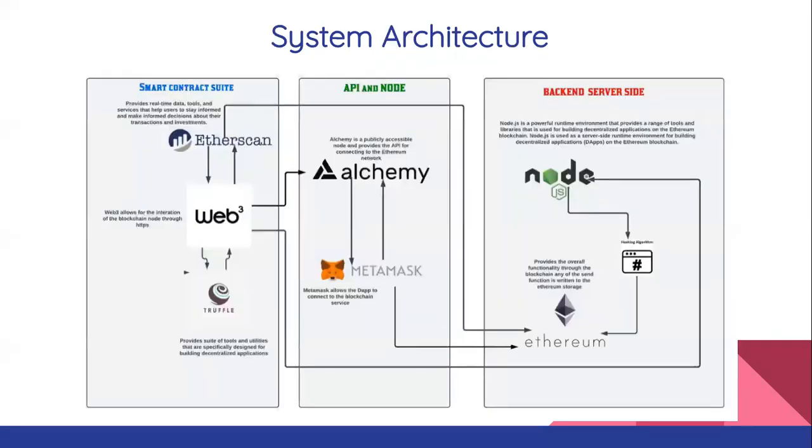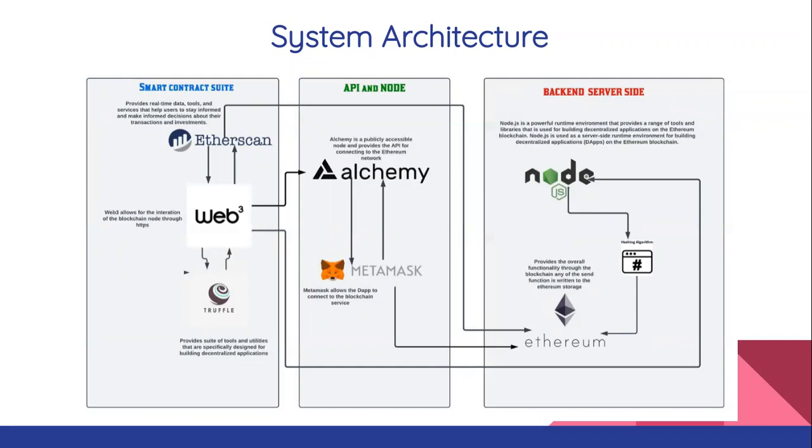Under system architecture, under the first part, we have the smart contract suite, where we have Etherscan, which provides real-time data on the transactions that take place within the chain. We have Web3, which allows interaction with blockchain nodes through HTTPS. Then we have an application called Truffle, which provides the tools and utilities specifically designed for building decentralized applications. Basically, Truffle is what is being used in deployment.